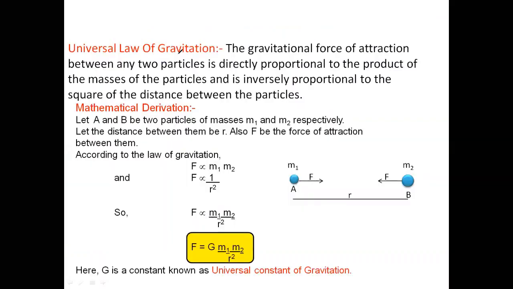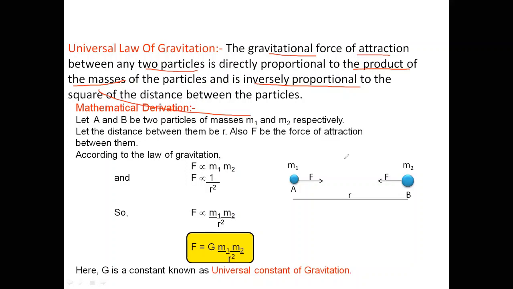Now we will discuss what is the universal law of gravitation. It states that the gravitational force of attraction between any two particles is directly proportional to the product of their masses and inversely proportional to the square of the distance between them. In short, the gravitational force of attraction between any two particles is directly proportional to the product of their masses and inversely proportional to the square of the distance between them.